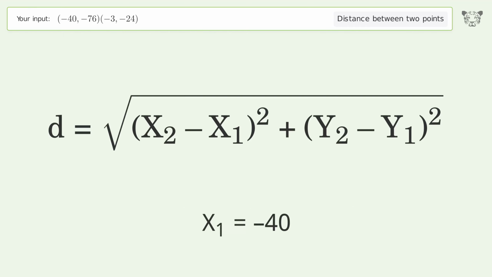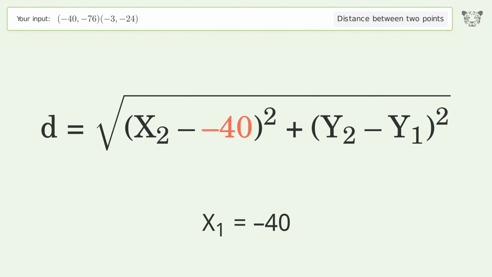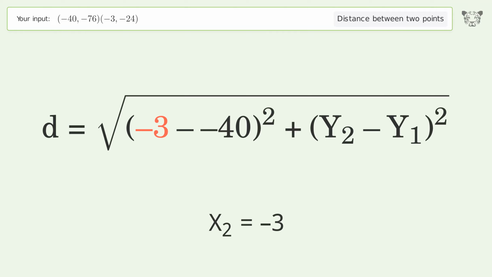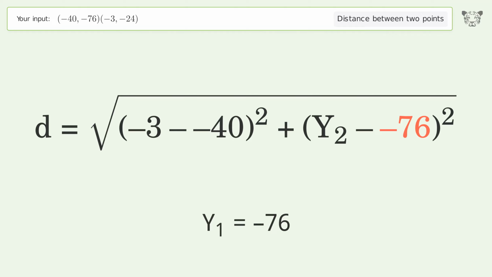x1 equals -40. x2 equals -3. y1 equals -76. y2 equals -24.